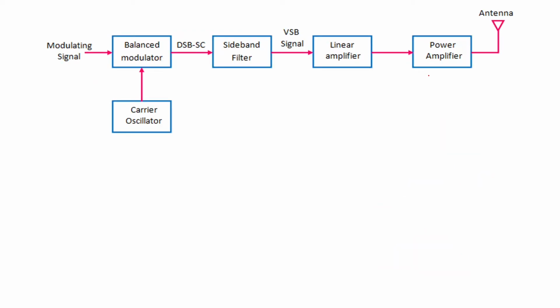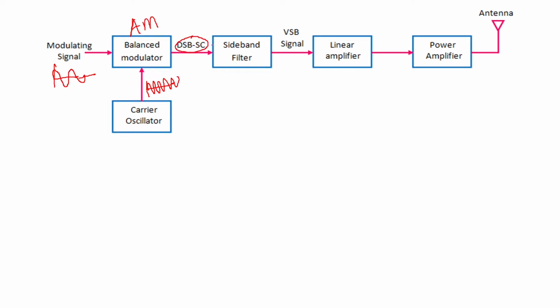So if you see the complete block diagram here, you can see the modulating signal at the beginning. This is your information wave, or low frequency. This is your carrier, a high frequency. Now this is going to do amplitude modulation, and here you will get a double sideband suppressed carrier at the output.